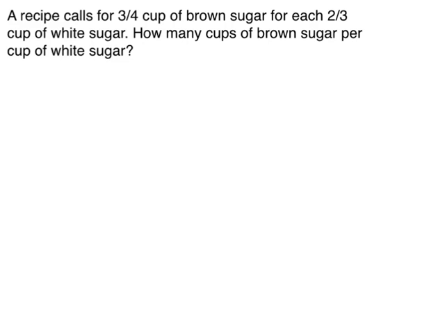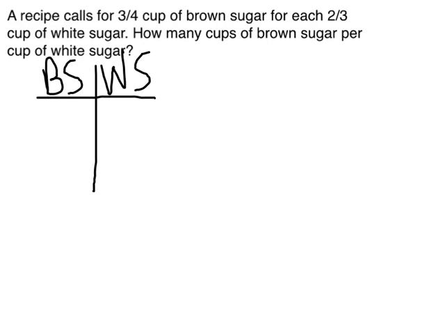Our recipe calls for 3/4 cup of brown sugar for each 2/3 cup of white sugar. How many cups of brown sugar per cup of white sugar? Well, I know that I'm comparing brown sugar to white sugar. My pen is your pen. What's on my video is on your paper.